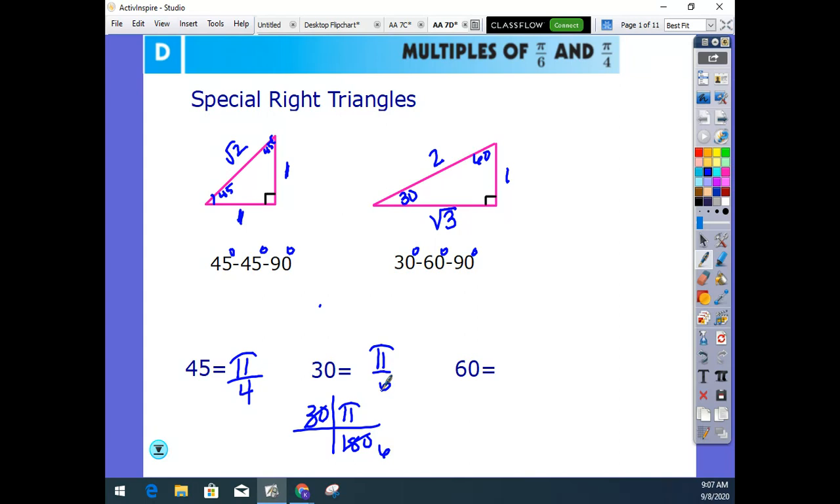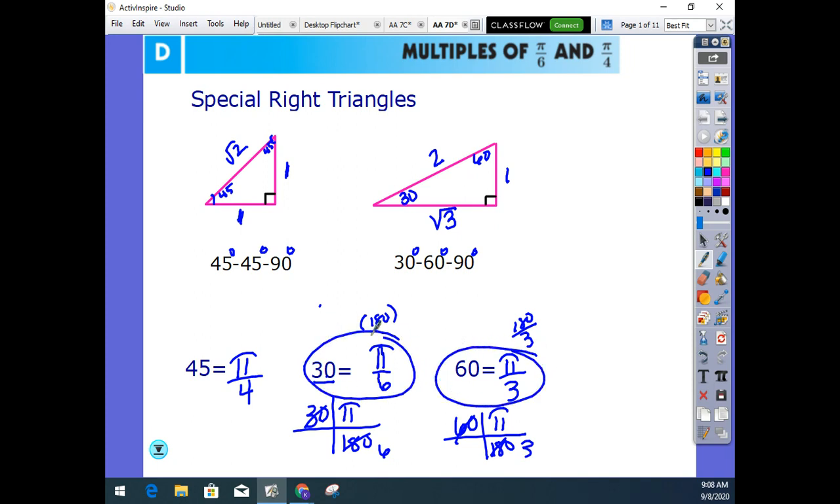This might help some of you better, but the way I think of it is pi is 180. What do I divide 180 by to get 30? I take 180 divided by 6, and that's 30. What do I take 180 divided by to get 60? 3. So in terms of radians, that's pi over 3. Or if you need to do the conversion to see it better, that's where it comes from. But these 3 are going to be critical for you just to know. So you really need to get to know those well.